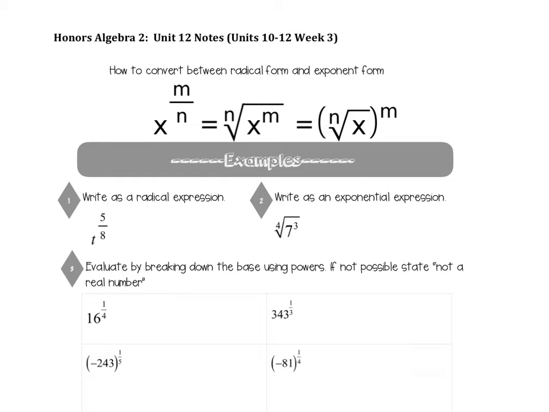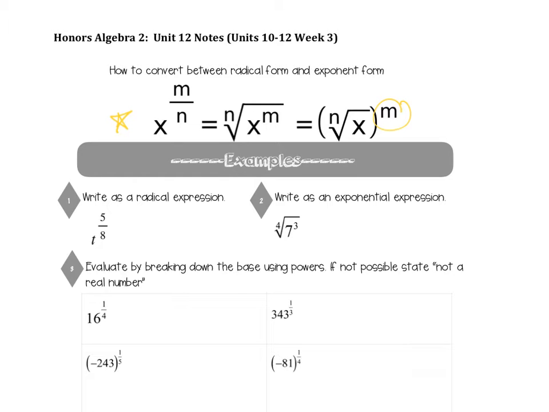Okay, so this one is pretty simple. It's about converting radical forms and exponent forms. So you can see from this example here at the top that when you have x to a fraction, m over n, then the bottom number or the denominator becomes the root of the number, and the top number or the numerator becomes the exponent of the number. And you can also rewrite it so that the exponent is on the outside like this, and the root is on the inside, and that usually makes it easier for you.